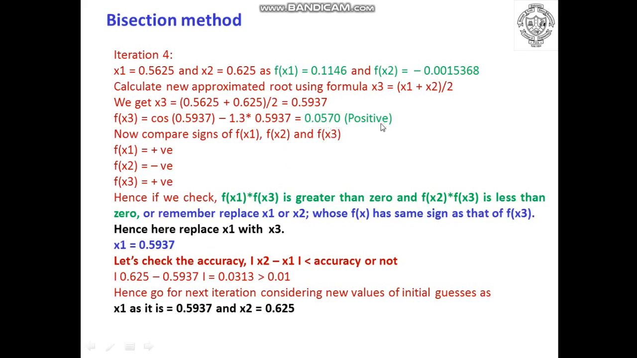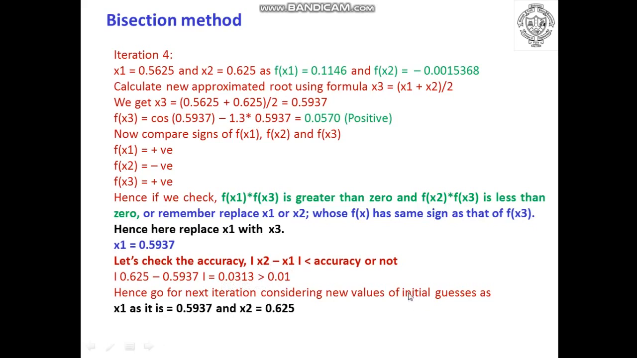Again it is positive. So if you compare the values of f of x1, x2 and x3, you will find that the values of f of x1 and f of x3 are the same. Hence again here also we replace x1 with x3. So now your x1 becomes 0.5937. So again we have to check the accuracy using the same criteria. So the absolute subtraction between 0.625, which is x2, and 0.5937, which is x1. So the answer is 0.0313, which is also greater than 0.01. Hence we have to go for the next iteration.